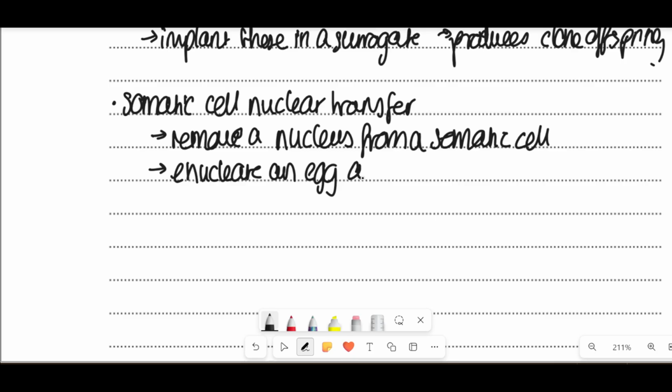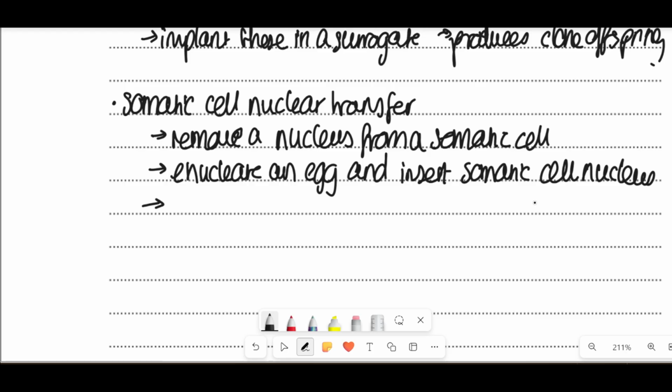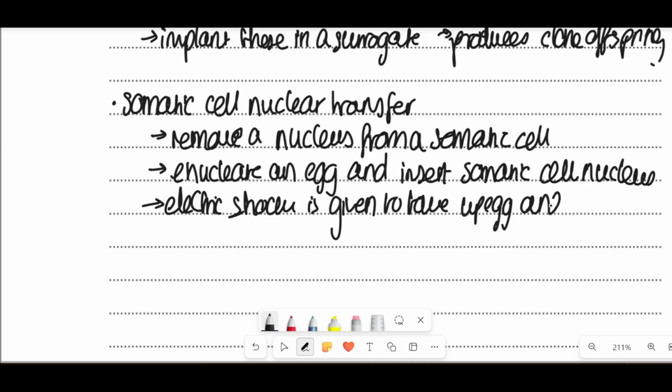And then insert the somatic cell nucleus. And then in order for it to actually take up the egg and start dividing in the same sense as a normal fertilized egg, we need to give it an electric shock. So an electric shock is given to take up the egg and start dividing.